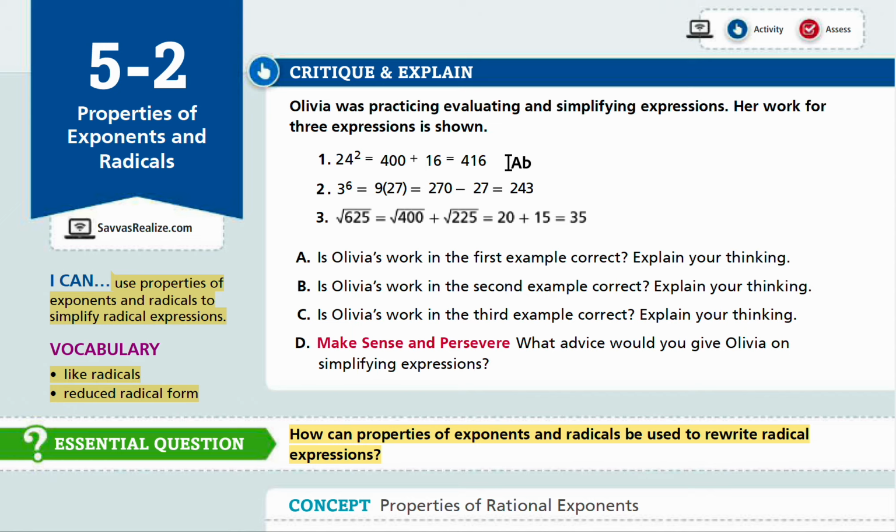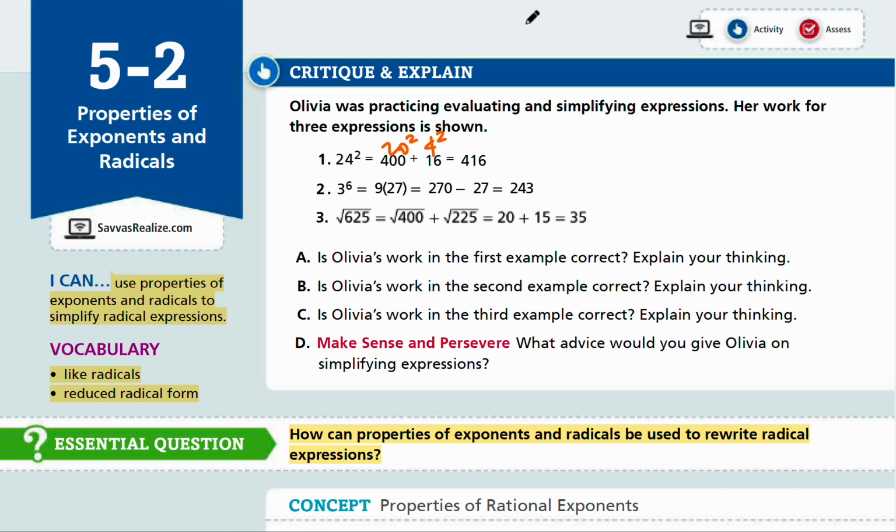So let's look at the first example. Is this correct or not? Can we do this? How might she have gotten this? So 400 is probably 20 squared, right? So then she has 20 squared and then 4 squared. So she separated 20 and 4 and got 20 squared plus 4 squared. Is that correct? Well, they're not equal to each other. Why?